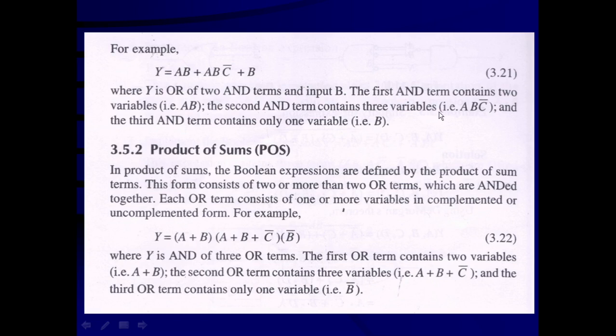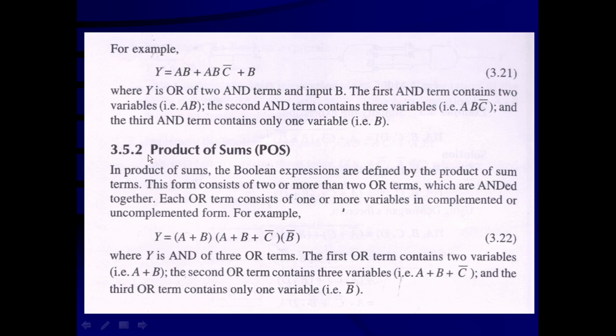The first AND term contains two variables A and B. The second AND term contains three variables A, B and the complement of C, that is C bar. And the third AND term contains only one variable, that is B.